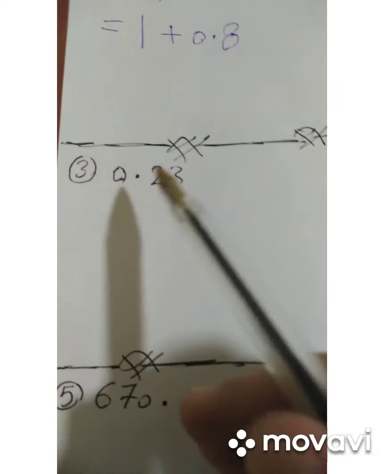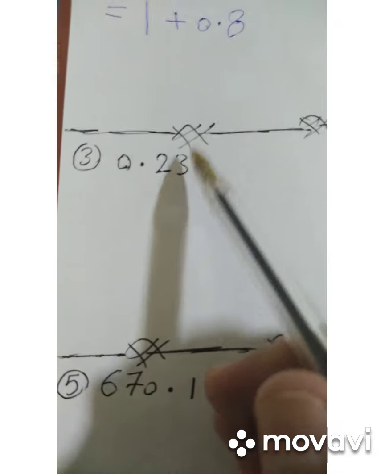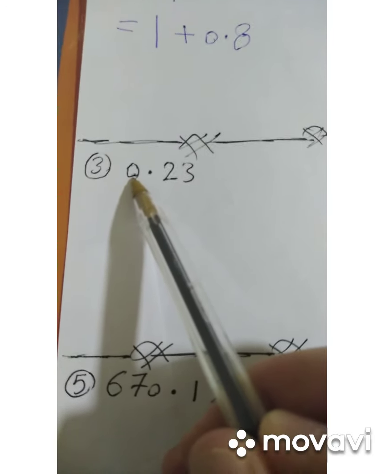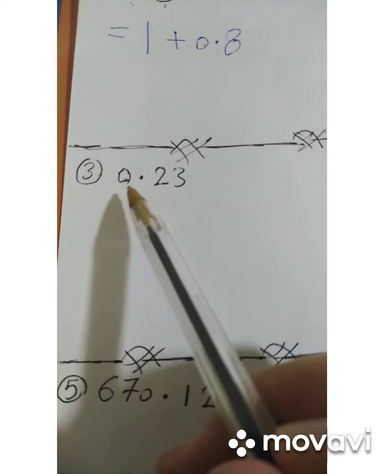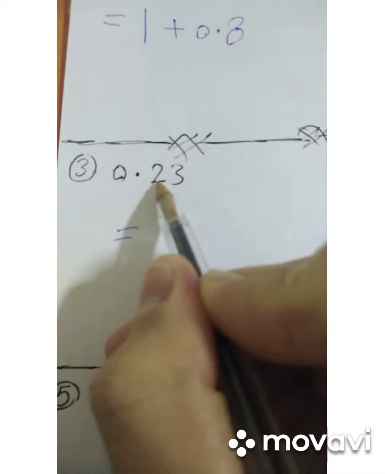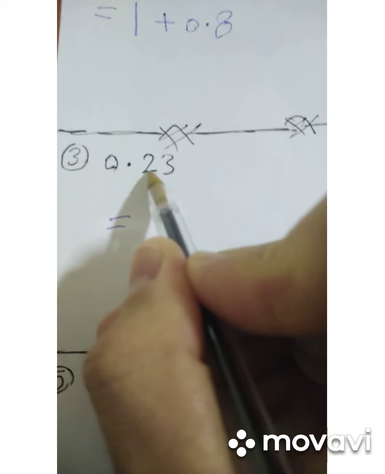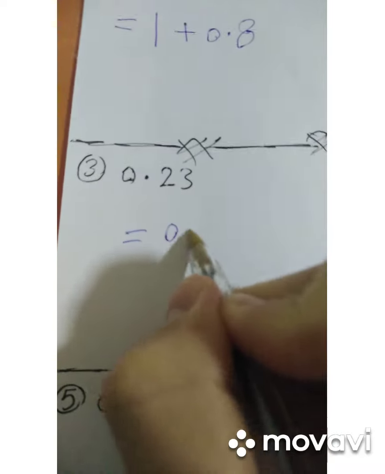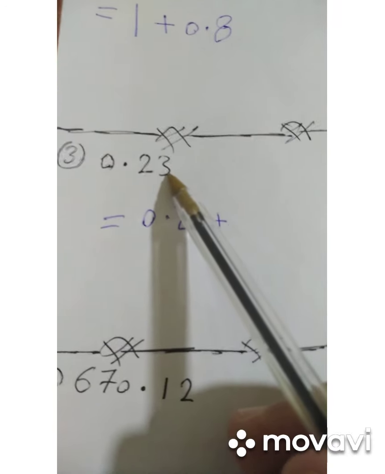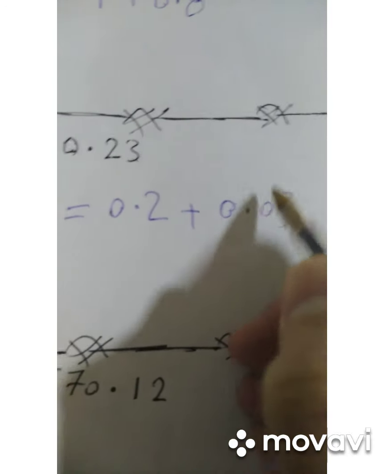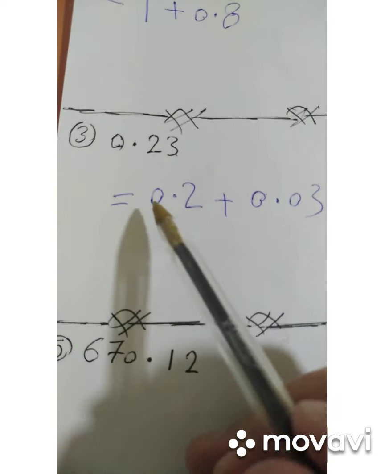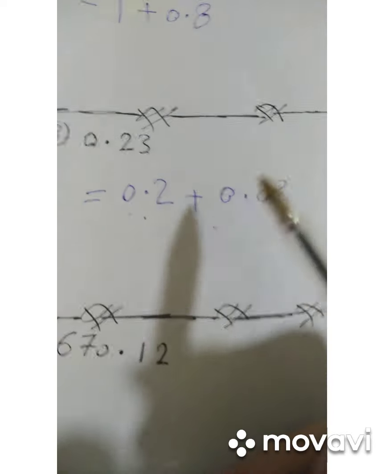Number 3, 23 hundredths. Look at the whole number. The whole number equals 0, so we don't have ones or tens or hundreds. So the whole number is 0 and we ignore 0. Then write this digit. This place is tenths. 2 in tenths equals 2 tenths. Plus 3 in hundredths equals 0.03, and we read it 3 hundredths. So the expanded form of 23 hundredths equals 2 tenths plus 3 hundredths.